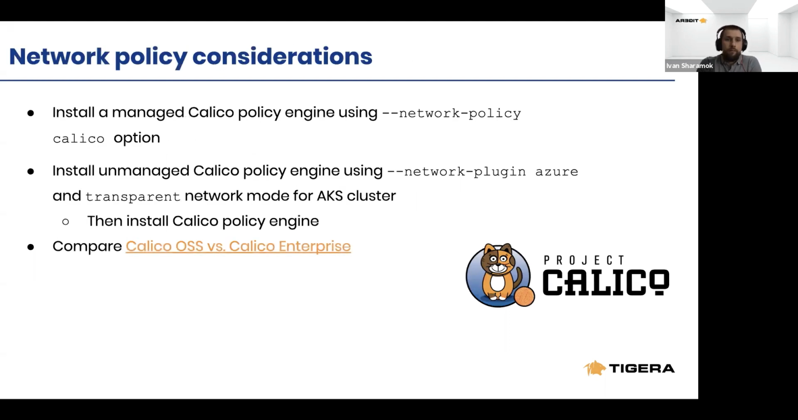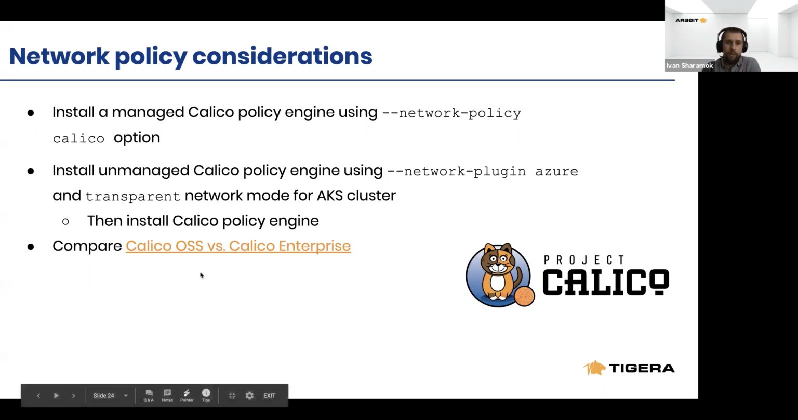For the network policy, as I mentioned, there is a Calico policy engine that is managed by AKS, and then you can install an unmanaged Calico policy engine with Azure CNI. And when you're doing that, you also need to configure the network mode to use transparent mode. That feature is in preview currently, and you need to use an extension to do that. So the guide actually shows you how to install an extension and configure the necessary feature for that.